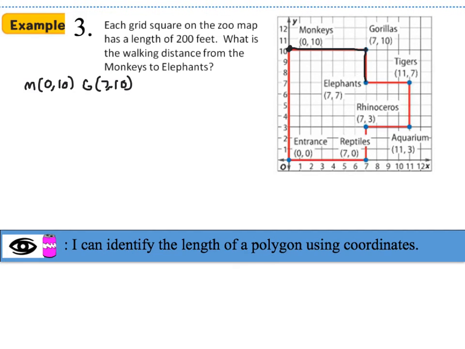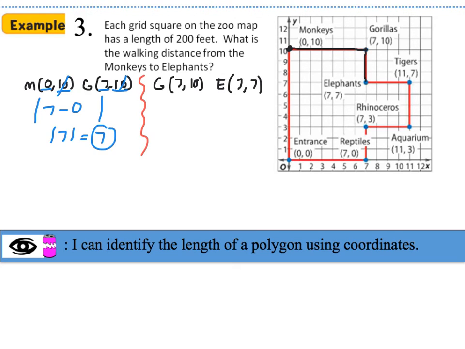So here are the ordered pairs from the monkeys to the gorillas. If you notice, the y coordinates are the same. They both have 10, so I'm going to cross that out and ignore that. And I want to find the distance from the x coordinates. So I'm going to take the absolute value signs, and I'm going to take 7 and subtract it from 0. And the absolute value of 7 minus 0 is just the absolute value of 7, which is just equal to 7.